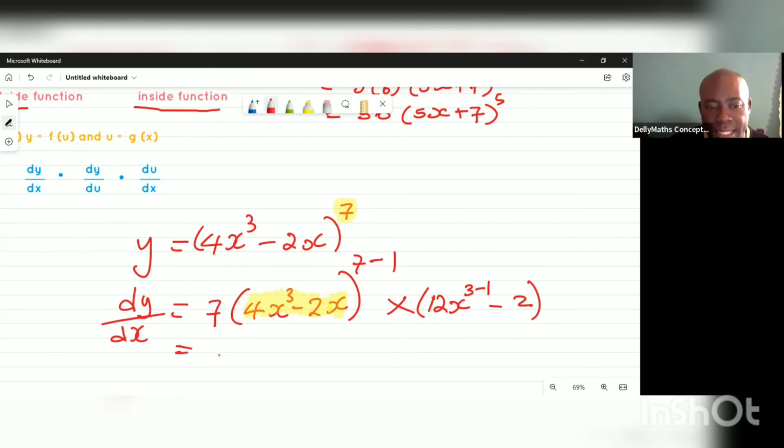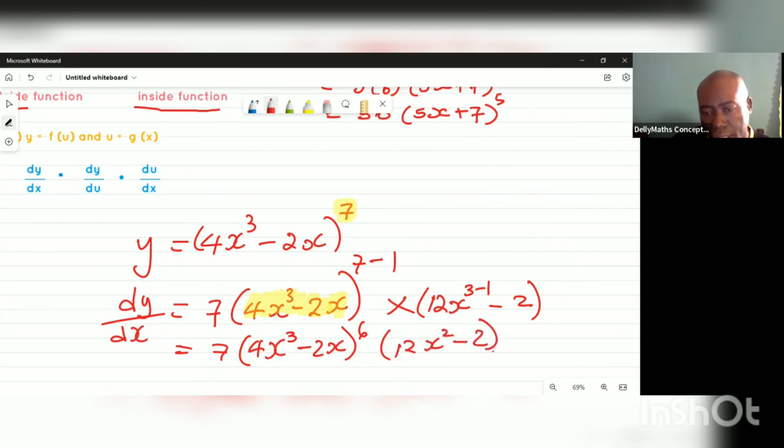So let's take it down a little further. So we have 7 times (4x^3 - 2x), and if you do notice, this is to the 6th power now. And that is going to be multiplied by, let us say we put this in a bracket, (12x^2 - 2). There we go.